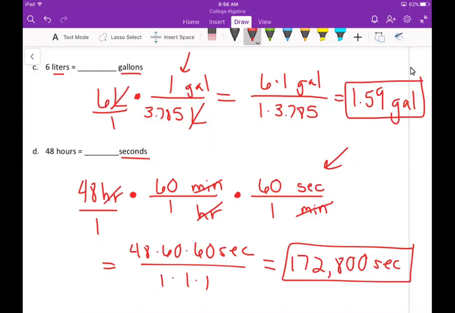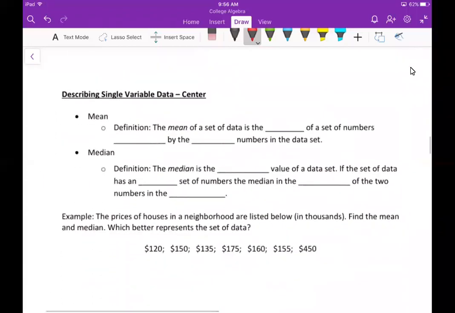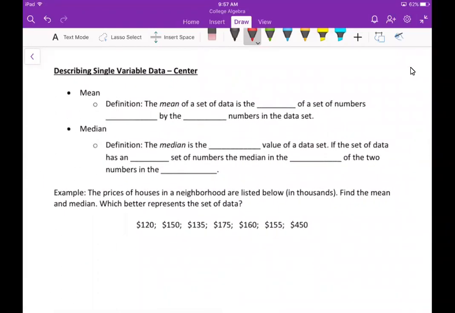All right, so that's how we're going to convert units. The first step is that if we have quantitative data, all of our data has the same unit. If we have all the same unit, that's when we can start doing some calculations to understand the data and get some numbers that represent that data. The two numbers we're going to calculate in this section for quantitative data are two measures of center, mean and median.